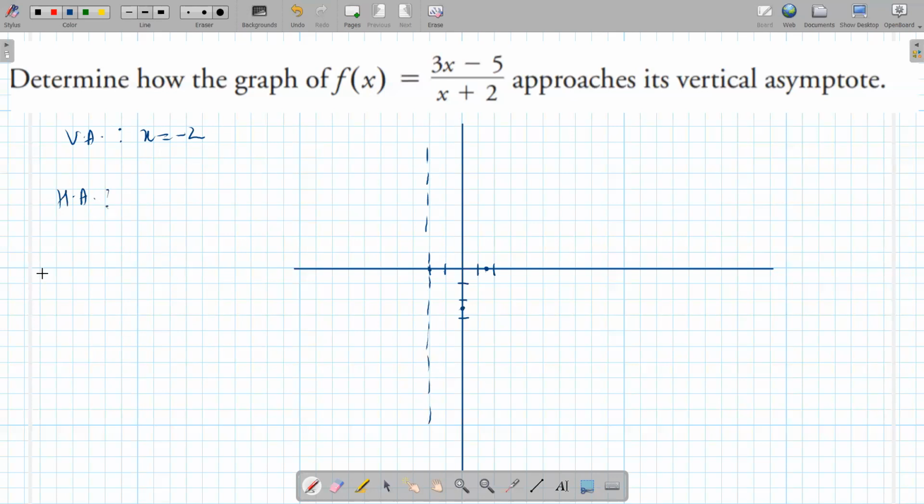Now the horizontal asymptote, this one's a little bit tricky. You see the degrees are the same in the numerator and the denominator, yeah? So if the degree in the numerator is equal to the degree in the denominator, the horizontal asymptote is at the ratio of the coefficients. What's the leading coefficient in the numerator? 3. What's the leading coefficient in the denominator? 1. So your horizontal asymptote is at y equals 3 over 1, which is y equals 3.